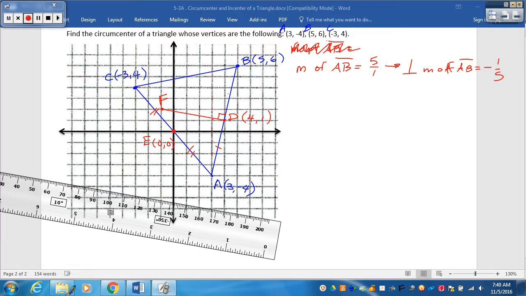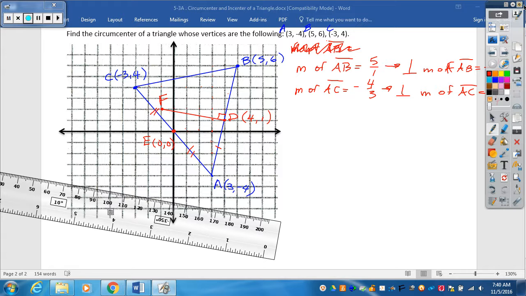We're going to do the same thing from point E. The slope of AC is, let's see here, 1, 2, 3, 4. Yeah, positive 4, negative 3. So the slope of AC is a negative 4/3. So the perpendicular slope of AC is going to be a positive 3/4. I'll put that out. Positive 3/4. 1, 2, 3. 1, 2, 3, 4. E, F, and we'll make that point G.